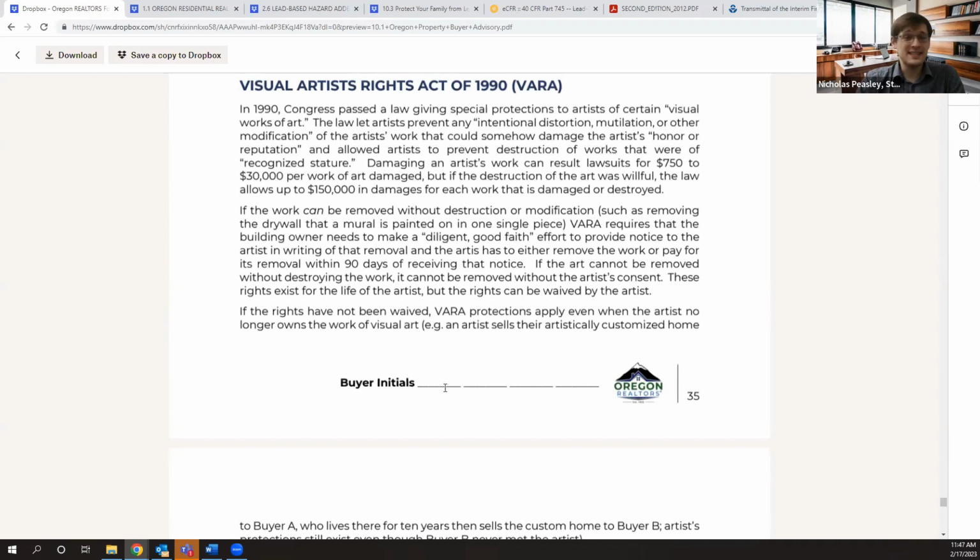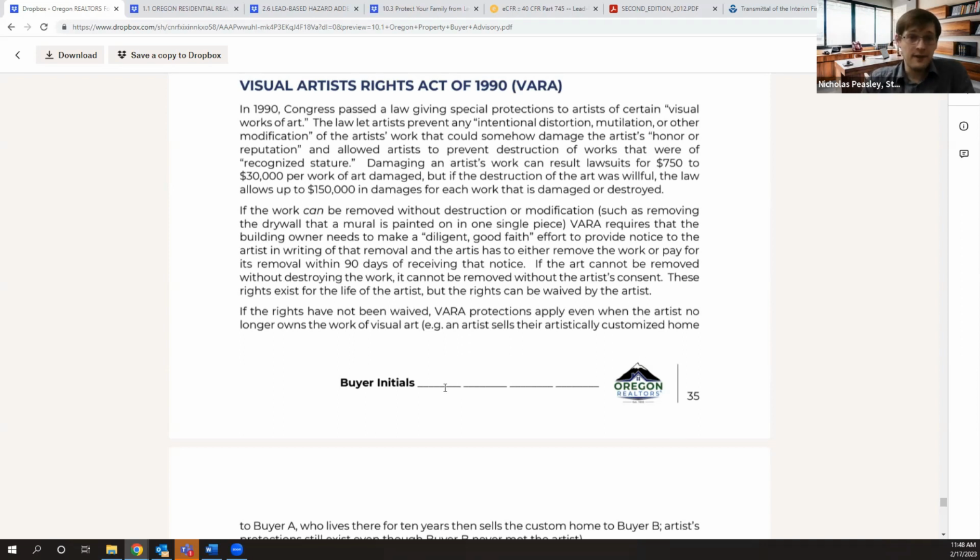The Visual Artists' Rights Act of 1990, VARA. This is now part of the buyer's advisory. It's there very intentionally because in 1990, Congress passed a law that said there are special protections, moral protections, for artists that create visual works of art. This law lets the artist prevent any intentional distortion, mutilation, or other modification of their work in a way that could damage the artist's honor or reputation. With art, for artists, most damage to art is considered damage to the artist's reputation.